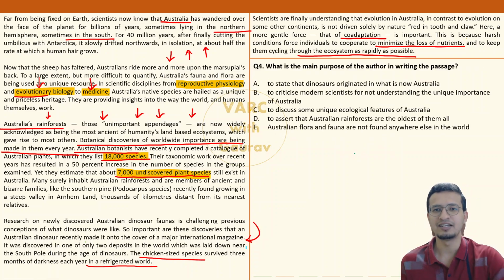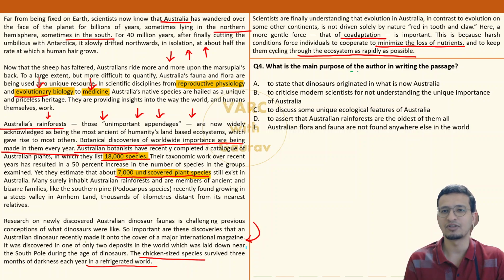Last question, finally a decent question. What is the main purpose of the author in writing the passage? Effectively, a main idea question.